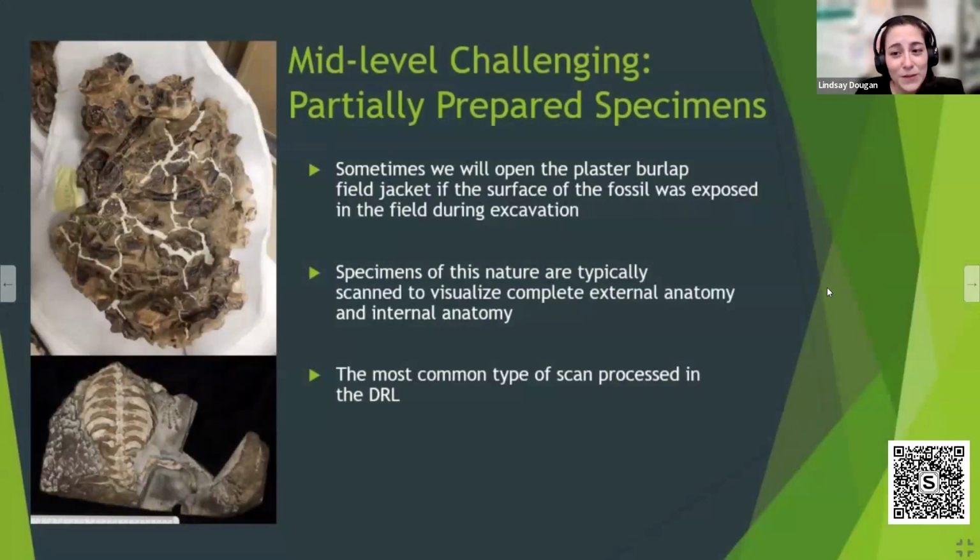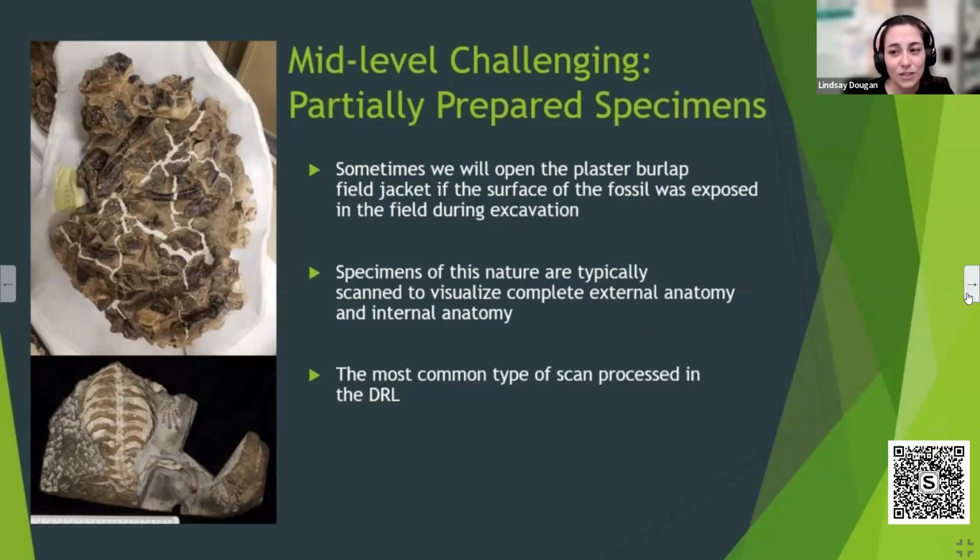The most common specimen that we usually see in our lab are partially prepared specimens. So these are fossils that have been collected and have at least one surface exposed. So you can see some of those fossil elements just sitting on the surface there. And these are actually really great to scan because it means they have a good bone-air boundary, which helps with the density values. The density is the key for all of these scans. So it helps us know what's bone and what's matrix.